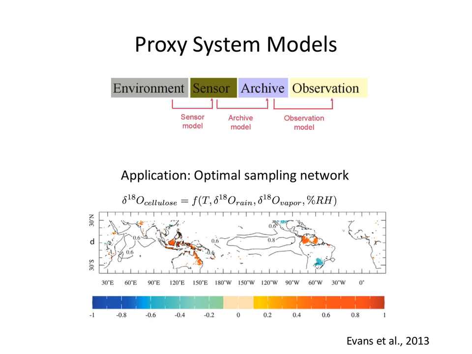Okay, so here's one example. This is from Michael Evans' recent work. In this case, it's looking at developing a proxy system model for oxygen isotopes, designing an optimal sampling network for oxygen isotopes in tree cellulose for the purposes of reconstructing tropical sea surface temperature variability.